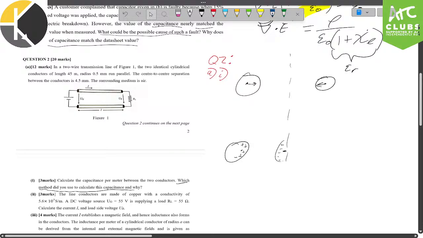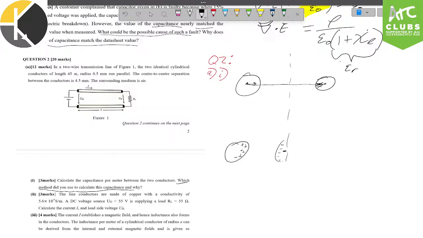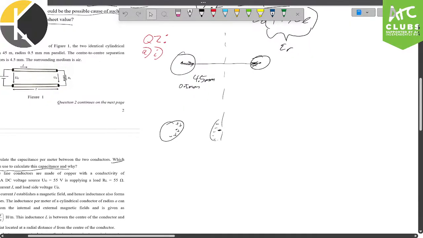We can note right here that your distance between these two is center to center, 4.5 millimeters. However, the radius is 0.5 millimeters. So there's a factor of 10 in there, which is not really the best. We usually like a lot more than that. But for the sake of accuracy, we can try and determine it accurately.